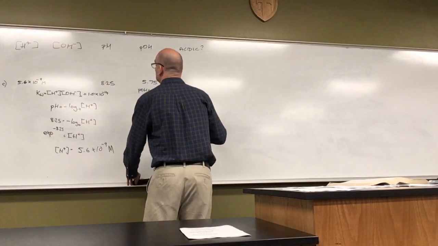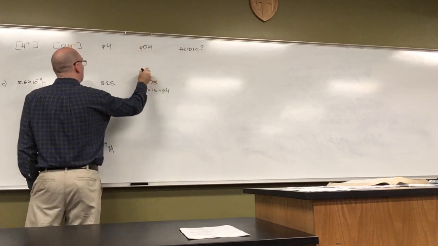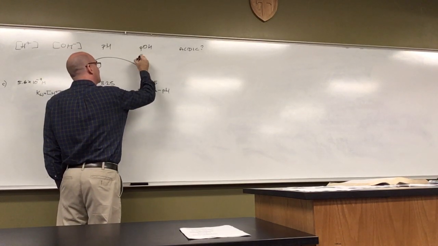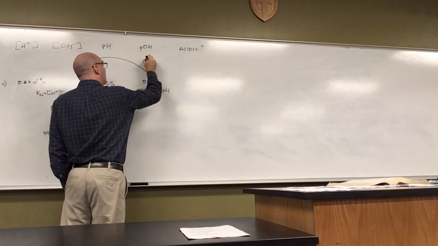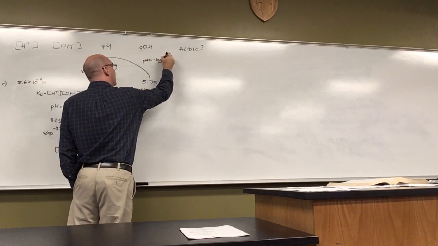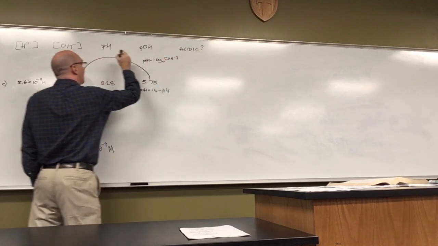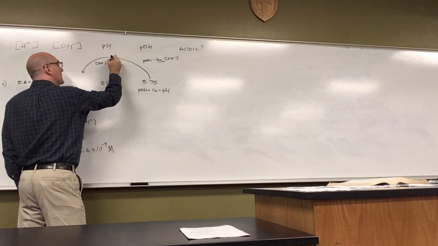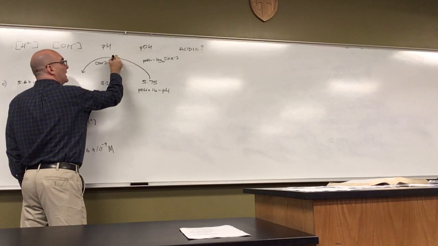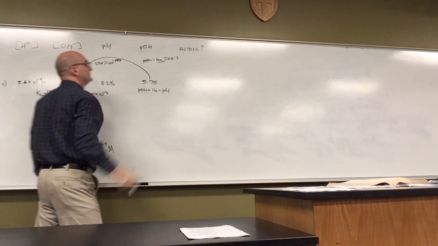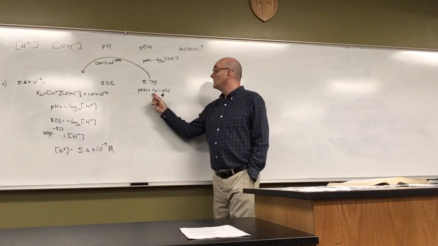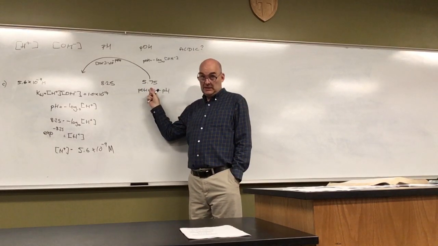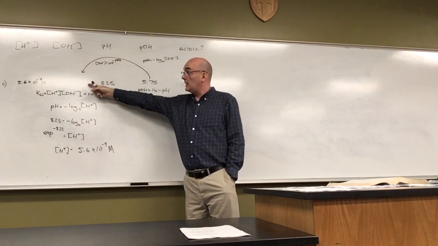Or I can go this way. Same thing, because this is POH, right? POH is negative log to the base 10 of the OH concentration. That means that OH concentration is 10 to the negative POH. So this 5.75, hit the exponent key, it'll put a number right here.